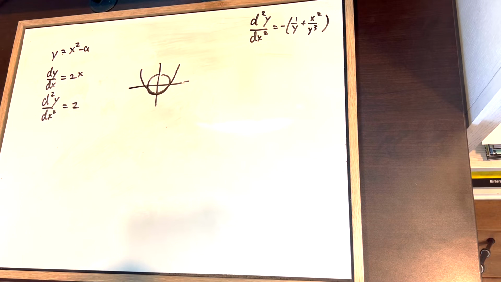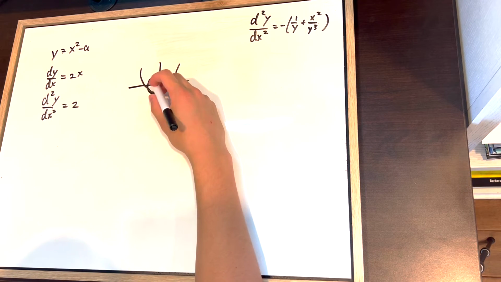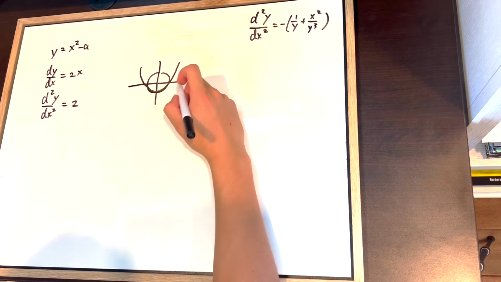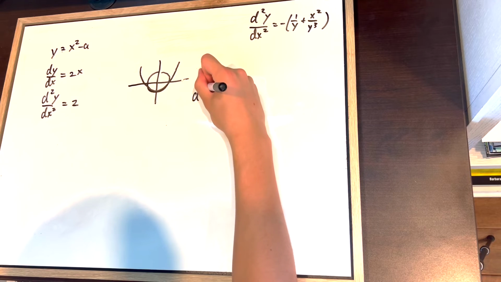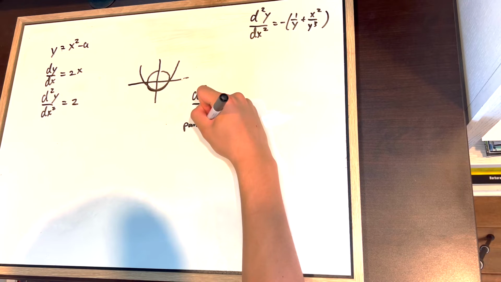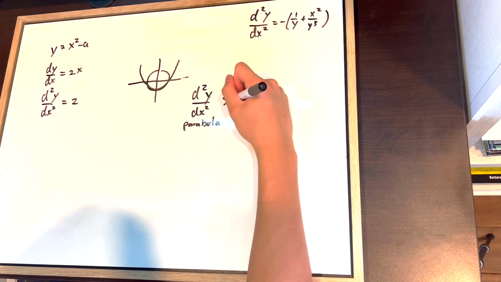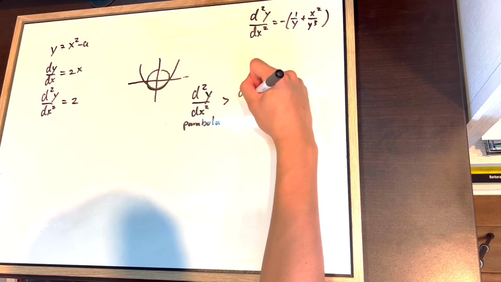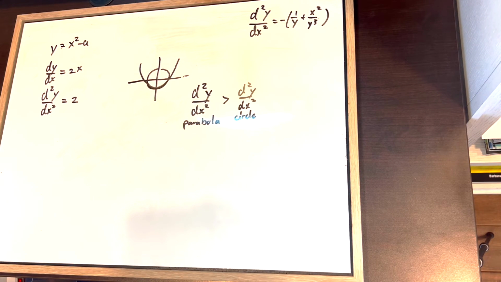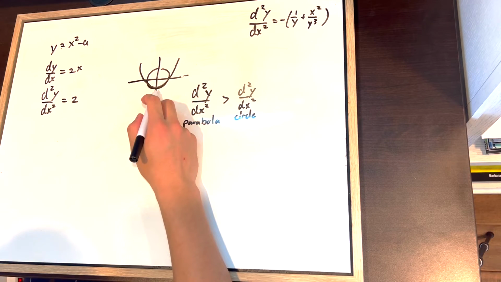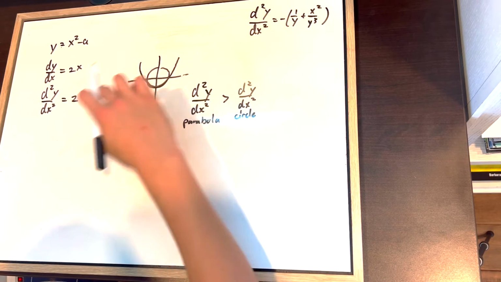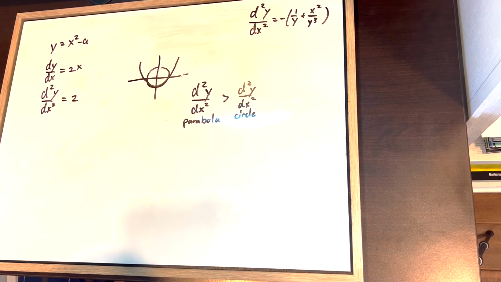If you recall from the beginning of the video, I said that these two graphs would intersect at exactly 3 points if and only if the curvature of the parabola, so d squared y over dx squared of the parabola, is greater than the curvature of the circle at the point 0, negative a. So how we go about doing this is to just evaluate these two second derivatives at the point 0, negative a.